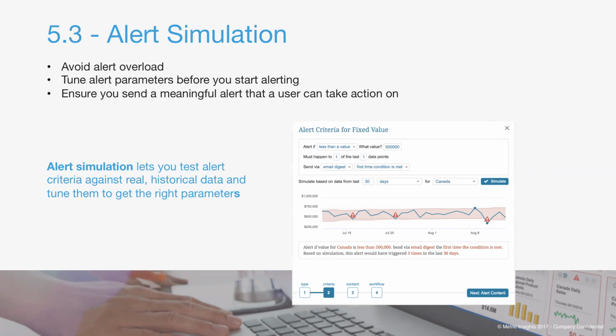So the idea with this piece of functionality is that we can avoid alert overload. It lets you tune parameters before you start sending out alerts, and ensures, again, that a meaningful alert is getting out there that your users can take action on. So let's jump across to a demo of this. I'm going to hand over to Louis for him to show you this, and we'll go from there. Absolutely, thank you, Mike. See if I can switch to this.